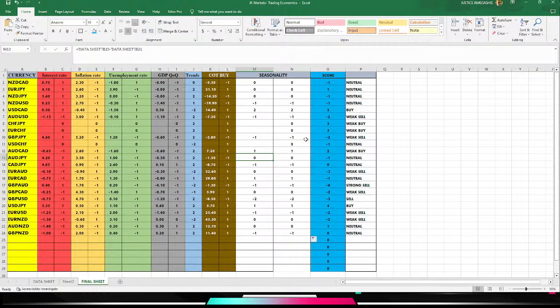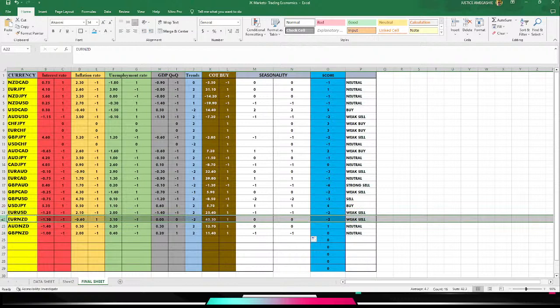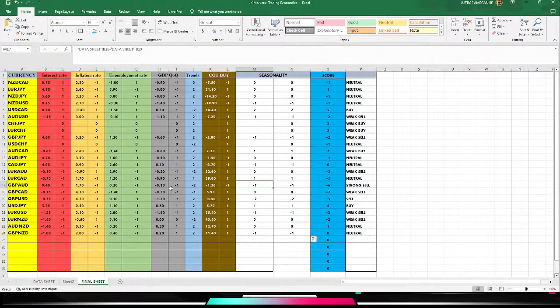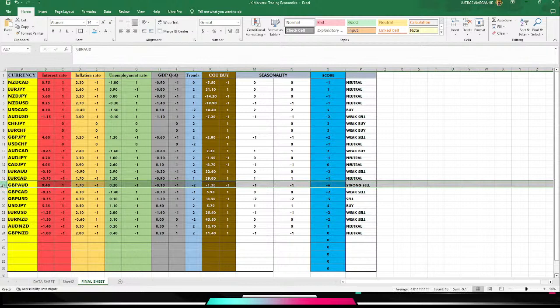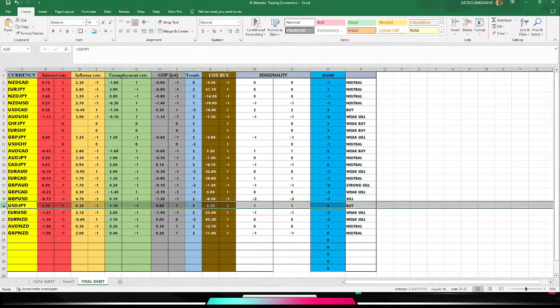On this spreadsheet, the weakest pair, or the pair that is fundamentally good for a sell, we have Euro USD, we have Euro New Zealand dollar. So we're going to look at the Euro USD, and then the Euro New Zealand dollar, and then this pair here, which is British Pound AUD. It's a very strong sell. And then I'll look at USD CAD. It's a strong buy. And then USD JPY. I'm going to take it one by one.